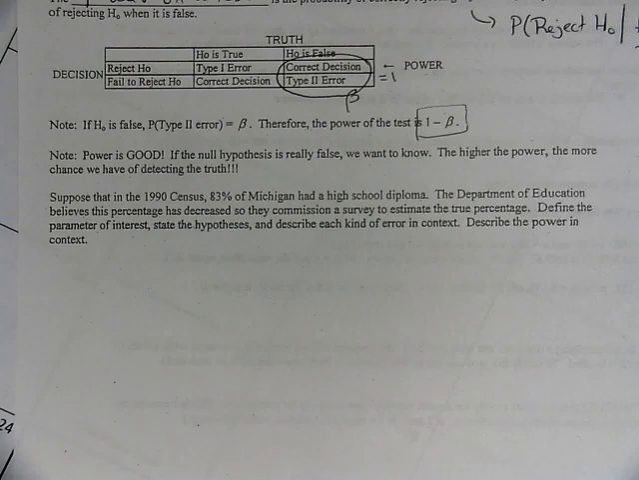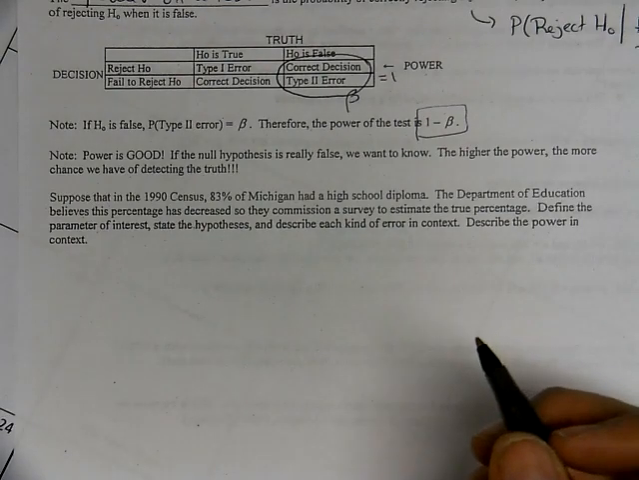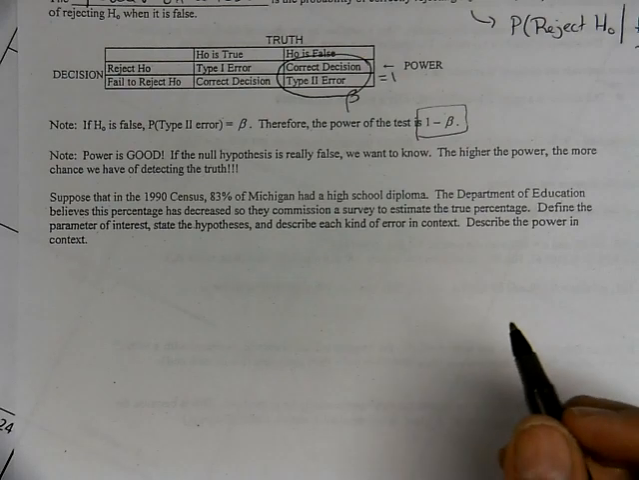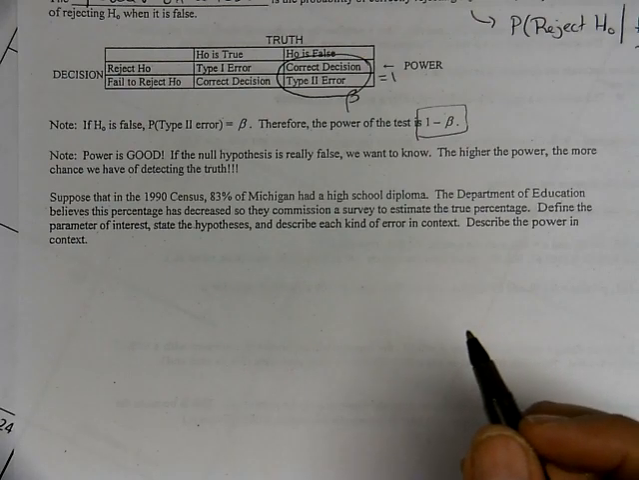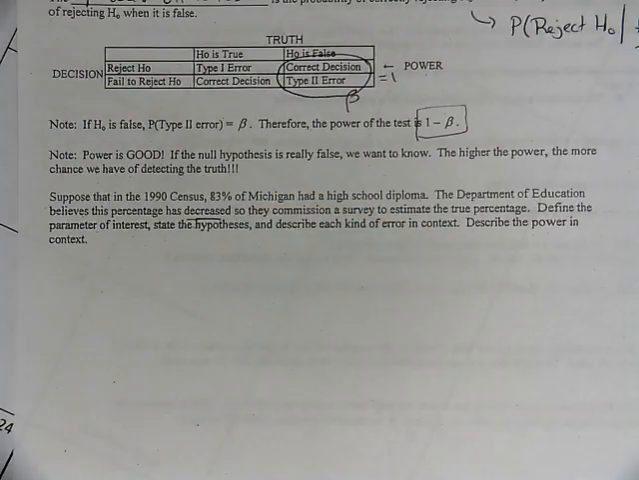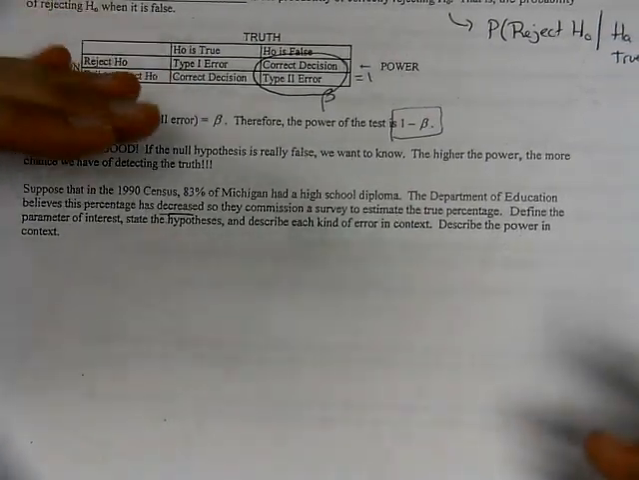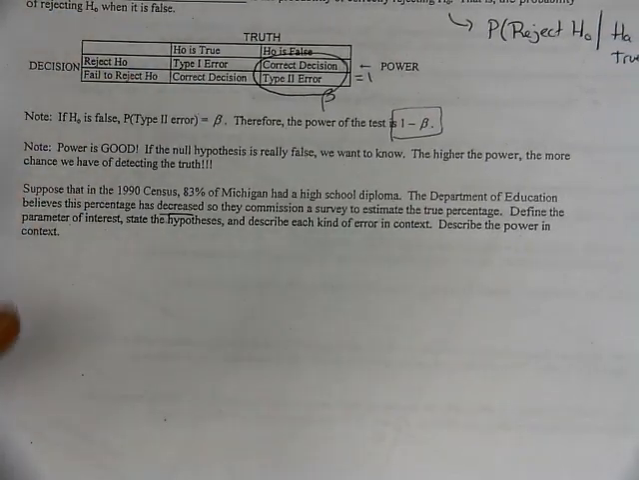So let's try an example, and this is going to be a little bit of a review of type 1 error, type 2 error. Suppose that the 1990 census said that 83% of Michigan residents have a high school diploma. The Department of Education believes this percentage has decreased, so they commissioned a survey to estimate the true percentage. Define the parameter of interest, state the hypotheses, describe each kind of error in context, and describe the power in context. So this would be like one of your free response questions on your test.